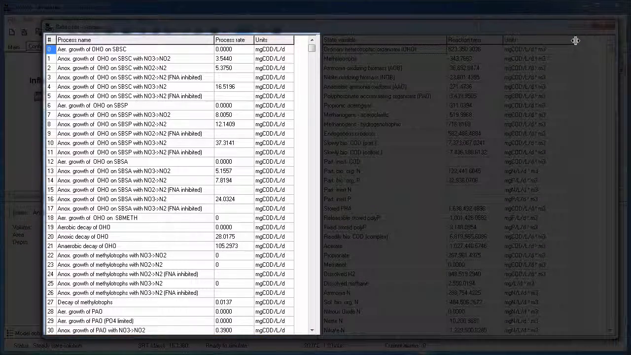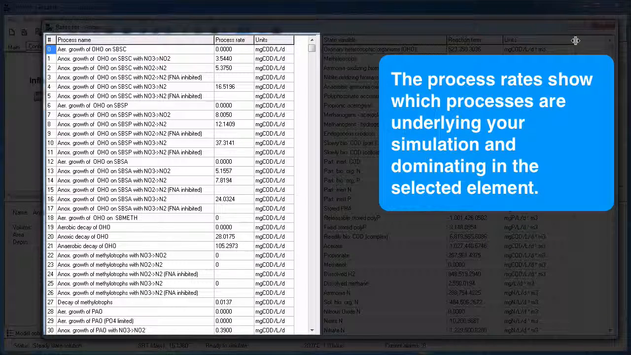In the left pane of the rates window, the calculated process rates are shown with units of milligrams per liter per day. Reviewing the process rates is a great way to see which processes are underlying your simulation, as well as which processes are dominating in the selected element.